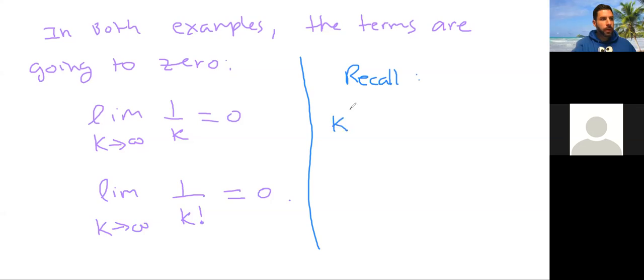So when we write k factorial, that means k times k minus 1 all the way down to 3 times 2 times 1. This is called a factorial.